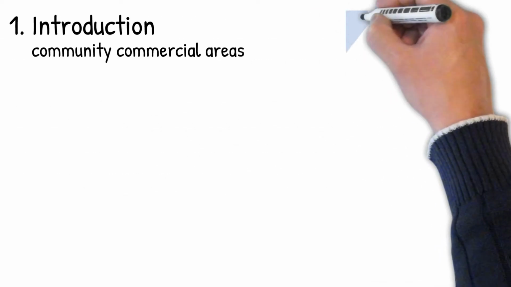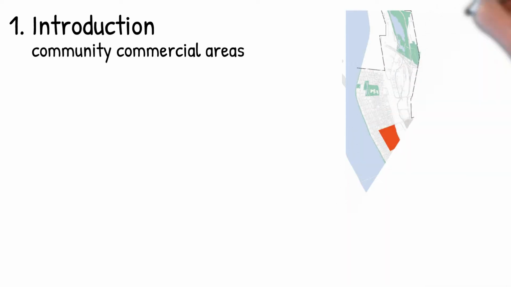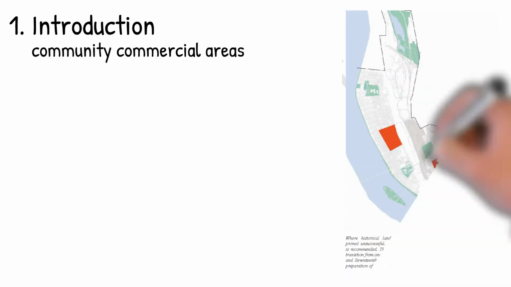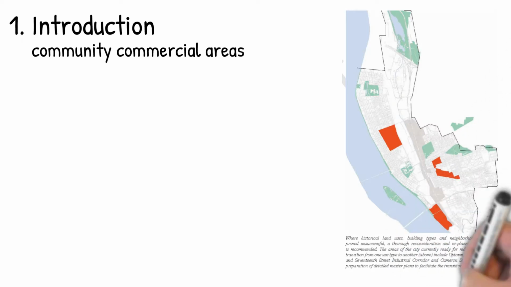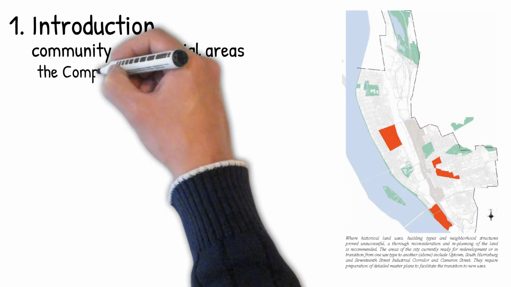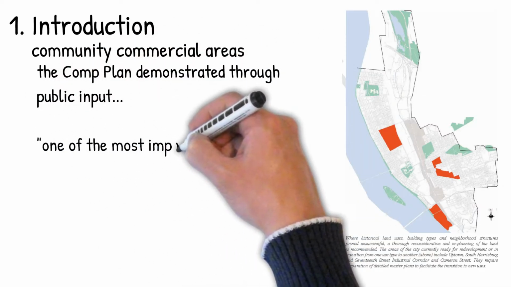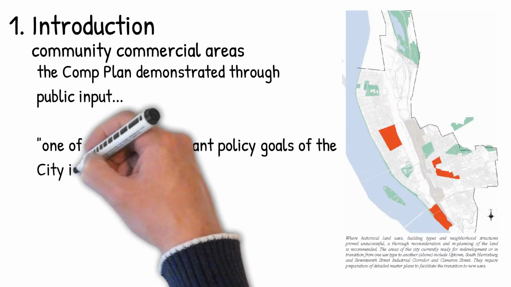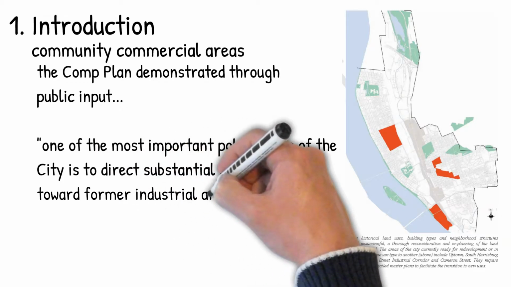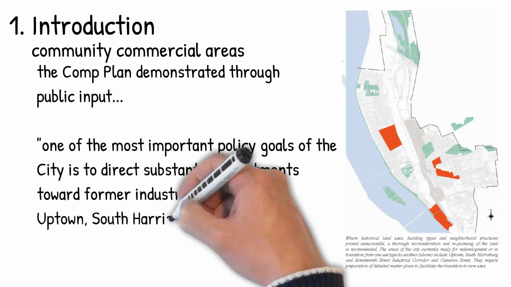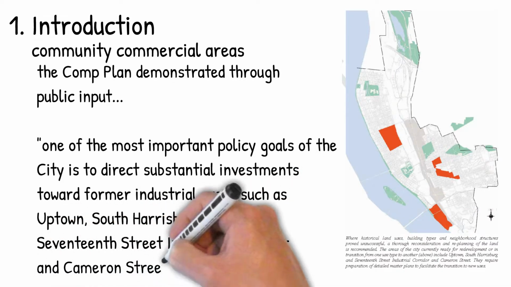The community commercial areas are important because as the comp plan highlighted through public input, we continue to build on where our growth should be happening. And quote right out of the comp plan, one of the most important policy goals of the city is to direct substantial investments towards former industrial areas such as Uptown, South Harrisburg, 17th Street Industrial Corridor, and Cameron Street. So all of these are highlighted on this diagram, and also the green spaces that are nearby to those as either campuses or parks that we talked about in Chapter 4.